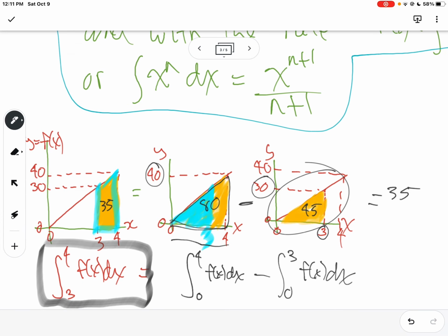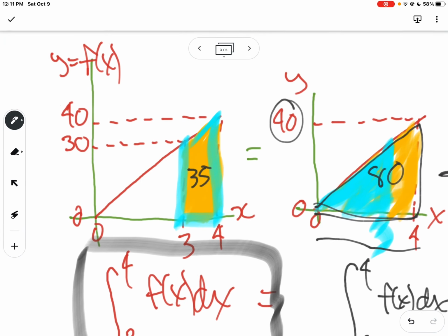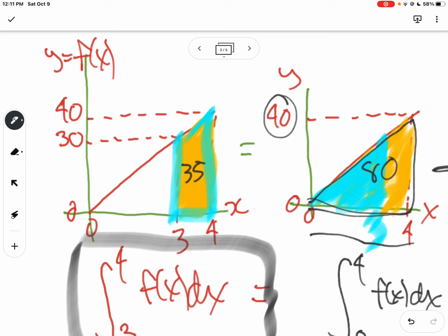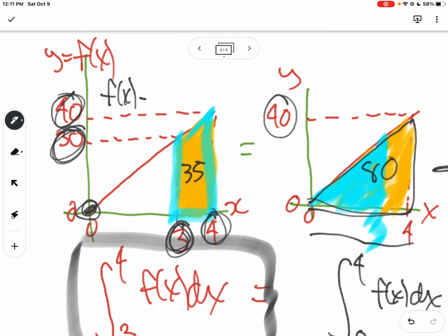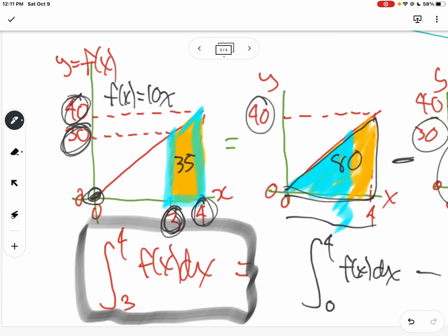So what I need to do now is some algebra. By the way, the equation of this one I think is pretty easy. It's a straight line. After 4 hours, the y value is 40. After 3 hours, the y value is 30. And the y-intercept is 0. So what do I multiply x by to get y? How do you turn a 3 into a 30? How do you turn a 4 into a 40? I think we know that this is going to be f of x equals 10x, right? That's this equation.